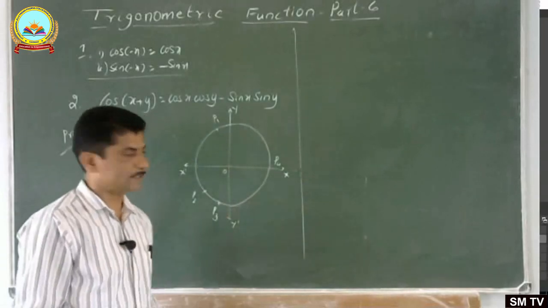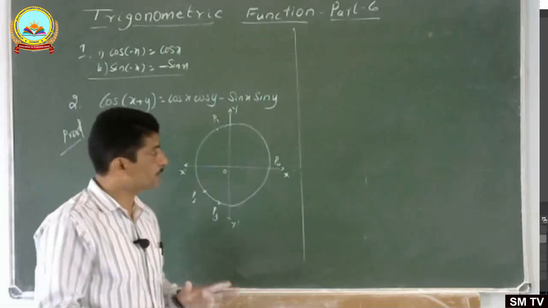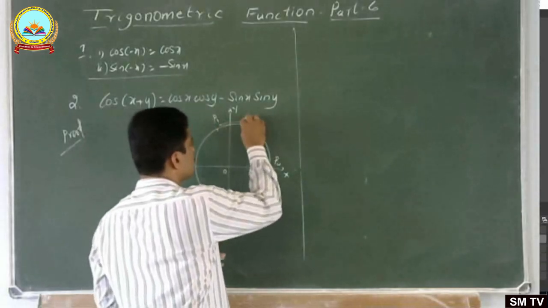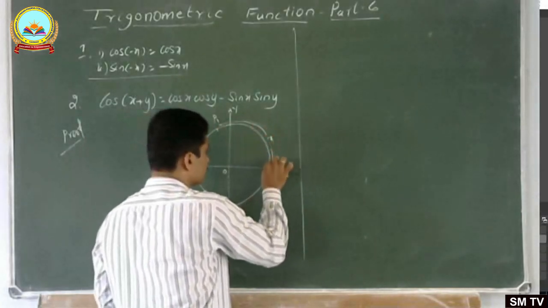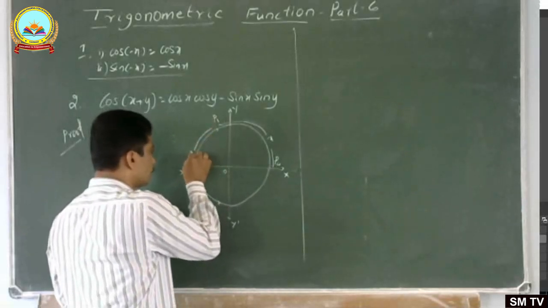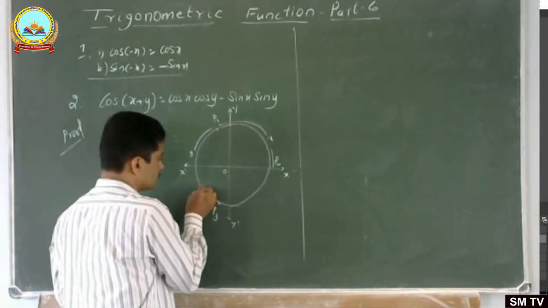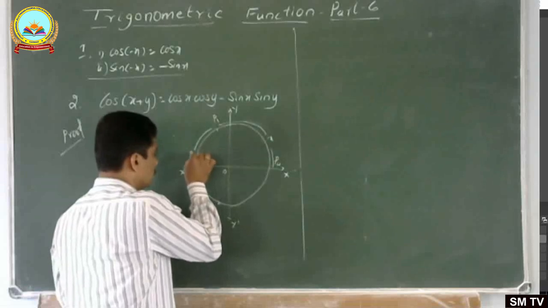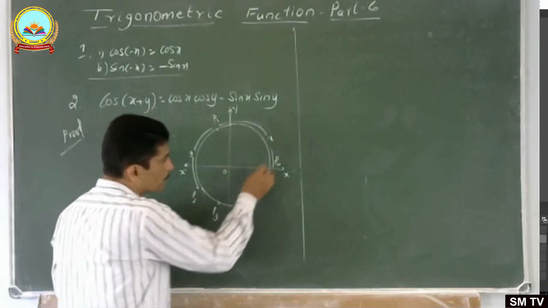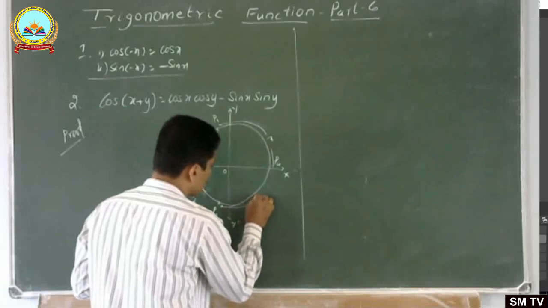Let us assume that P1, P2, P3, P4 are points on the circle such that arc length P1P4 is equal to x unit. Arc length P1P2 is equal to y unit. So I take this one here. This value is y unit, and P3P4 in the clockwise direction you can take as y unit.